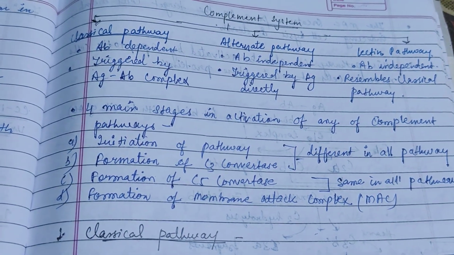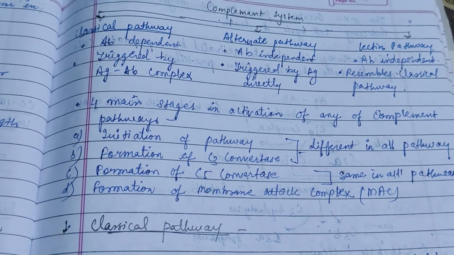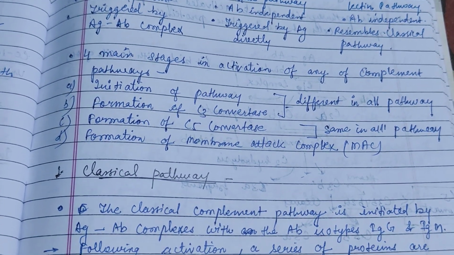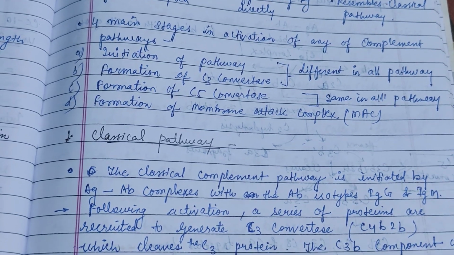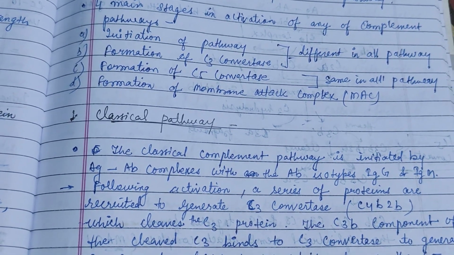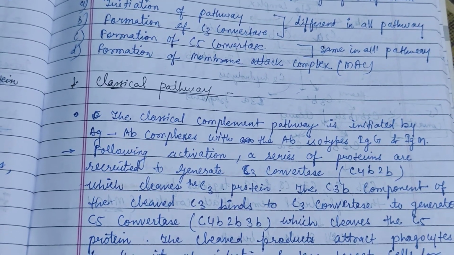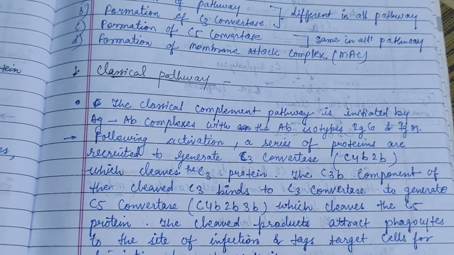The complement system can be categorized into three pathways. The first one is the classical pathway, then the alternate pathway, and the lectin pathway. There are four main stages in the activation of any complement pathway: initiation of the pathway, formation of C3 convertase, formation of C5 convertase, and the formation of the membrane attack complex, that is MAC.